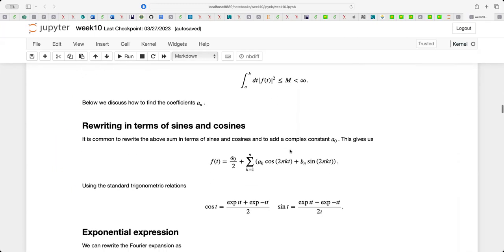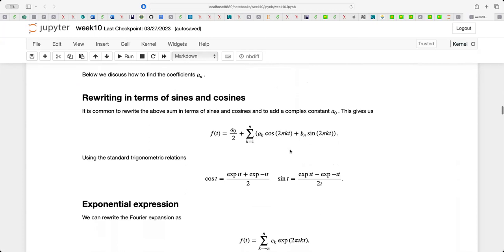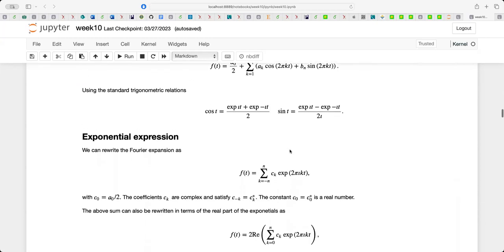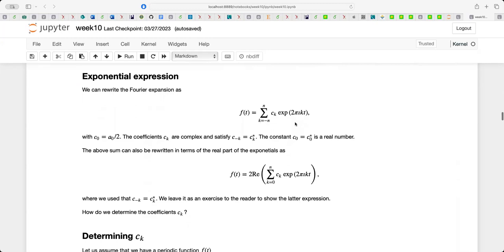You would normally rewrite this in terms of sines and cosines. So essentially what you have here is what we went through on the whiteboard before Easter break. And then we can rewrite this Fourier transformation in terms of exponentials. And sometimes you can also see this in terms of just the real part. And the coefficients are complex numbers, except for the C0, which is a real number.